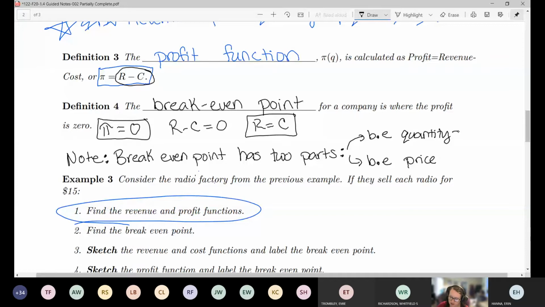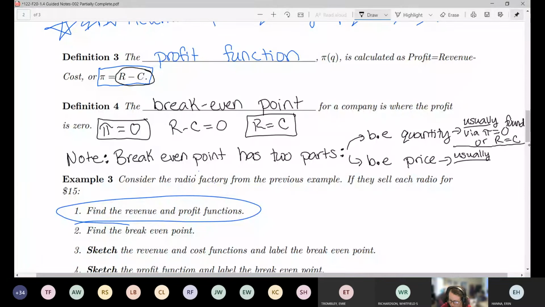For the quantity, this is usually found via setting the profit equal to 0 or revenue equal to cost. I say usually because in very rare circumstances, that will actually give you the price, and I will try to explain that a bit better when we get down to this example in a second of how you tell the difference.